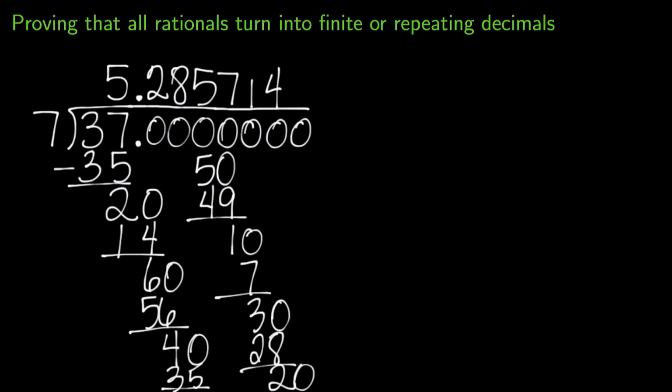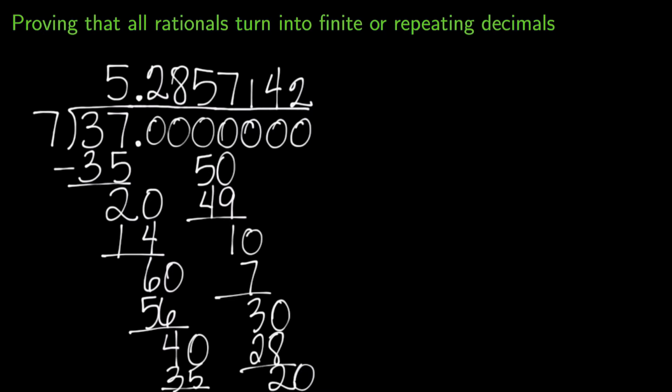Now I'm somewhere cool. Do you see how I have a 20 there? I have a 20 right here. And I've had a 20 before. And so my next number is going to be another 2, just like before. And when I multiply, I get 14, and then I'm going to get a remainder of 6, and then I'm going to drop a 0. So all of a sudden, I'm in like deja vu land. Like we're going to be repeating this same sequence of 6 numbers, 2, 8, 5, 7, 1, 4, over and over again forever.